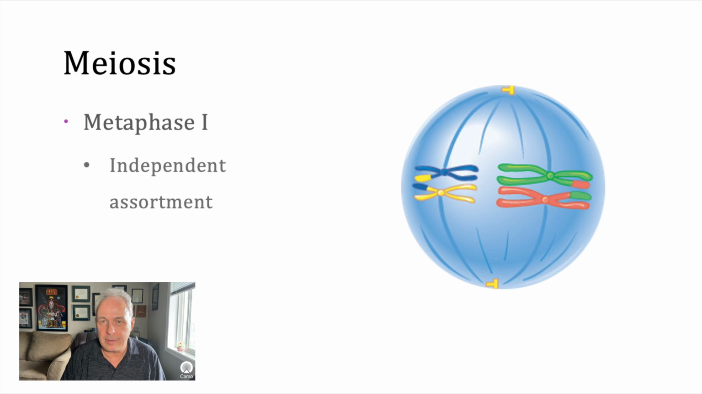So this is independent assortment. This is another valuable form of variation. Now you might think that, well, with two homologous pairs like this, what variation? But humans have 23 homologous pairs, and that makes over 8 million possible combinations.